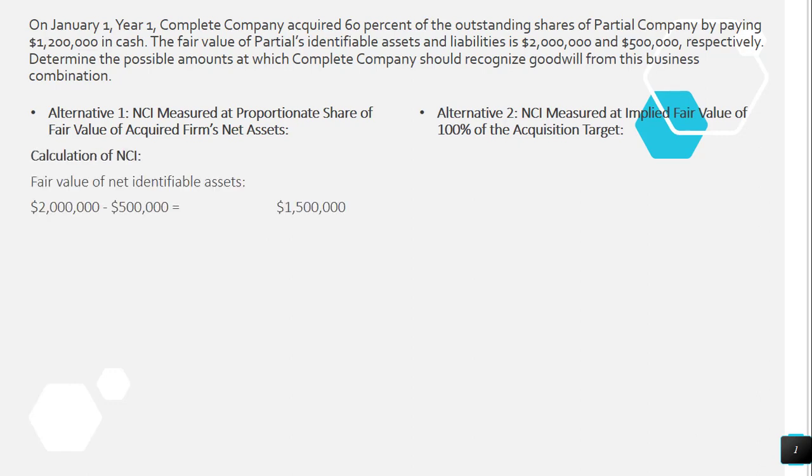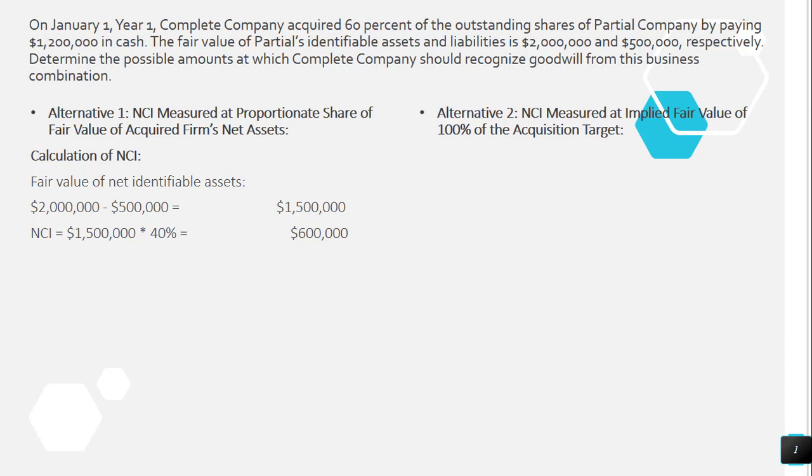We're going to calculate the non-controlling interest by multiplying the $1.5 million value for net identifiable assets times the non-controlling interest percentage. That represents the portion of the company that was not acquired by Complete Company. And so that percentage is 40%. So $1.5 million of net identifiable assets multiplied by 40% equals $600,000.